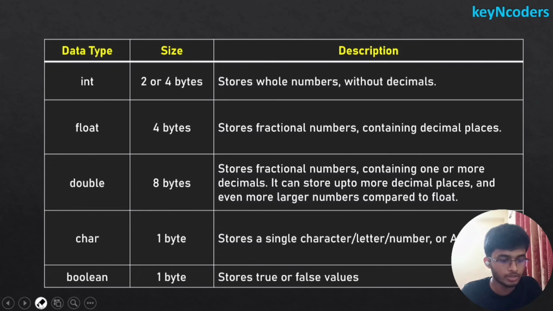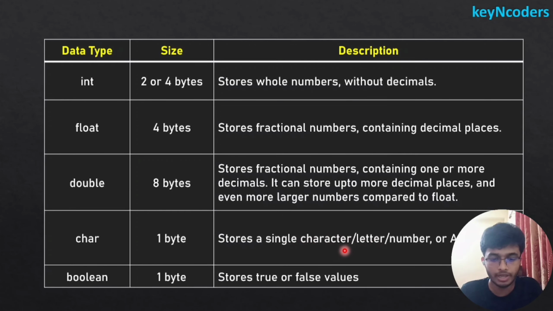Let me take a laser. So a floating point number stores fractional numbers, containing decimal places, right? The size will be 4 bytes. So it can store 14.23. It is the same as an integer variable, but it can store decimal places also. And the difference between float and double, I have already told you: double can store more decimal places, and even larger numbers compared to float, so it has a broader scope.